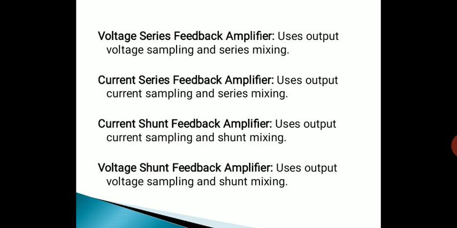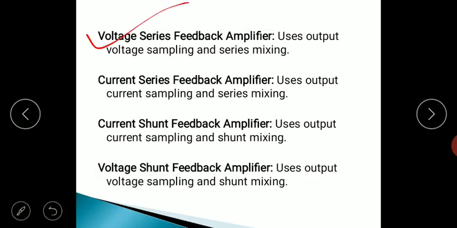I hope the difference between these four types of feedback amplifier is clear. As I told you, in your syllabus we'll be discussing only one, that is the voltage series feedback amplifier. So we'll see now what exactly this voltage series feedback amplifier is. I have already told you what it means: the output voltage is taken and given to the feedback network, and the output of the feedback network is connected in series with the source input or the external input.